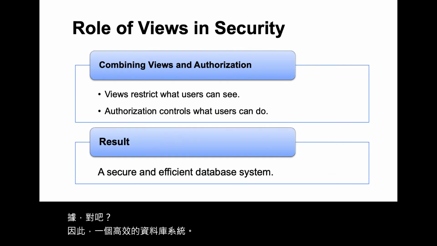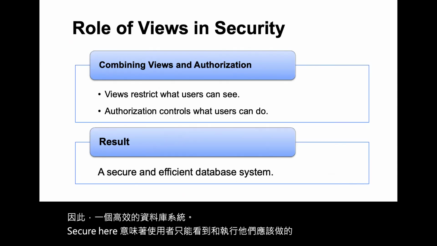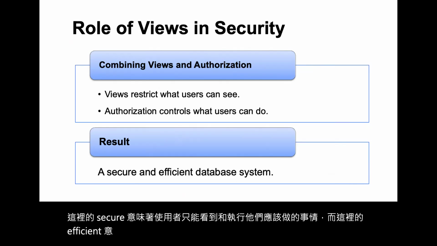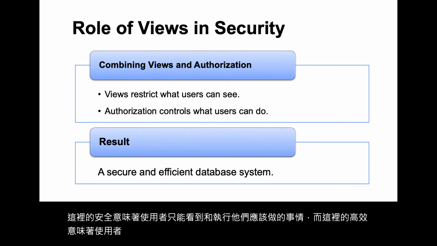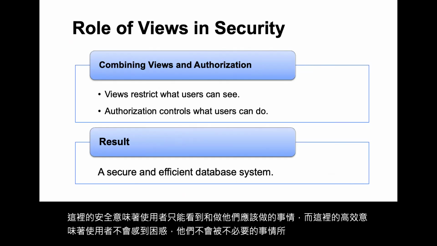Secure here means that the users can only see and do what they're supposed to do. And efficient here means that the users are not confused. They're not overwhelmed with the unnecessary data and will make the system easier to use.